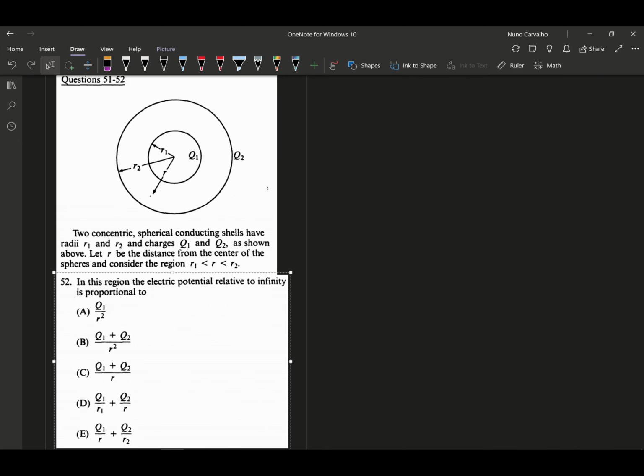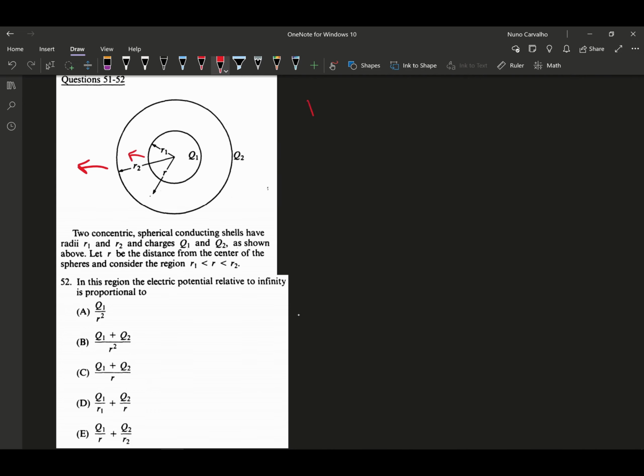Number 52 is still using the same scenario from the previous question, but now we're taking up the difficulty a little bit up a notch. We're asked about the electric potential relative to infinity at this region right here. And the reason this becomes more difficult is because there are two different types of electric fields that occur as we're going from infinity to this region. And so we need to be thinking about both of them and how they affect the voltage.